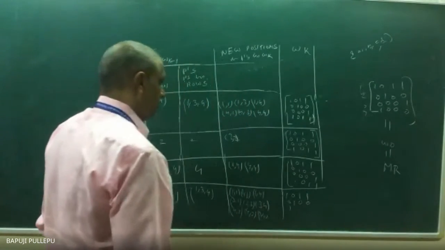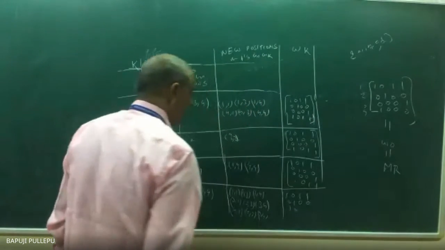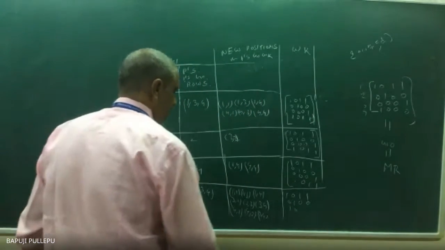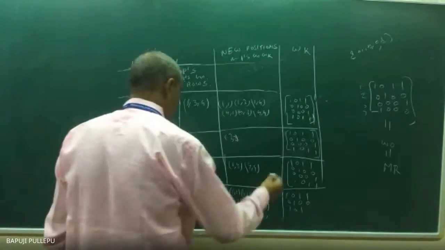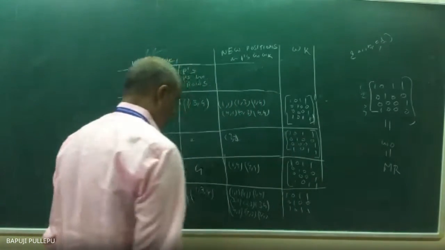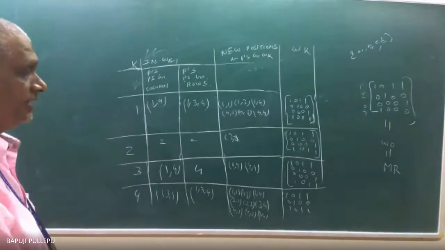1 3 2 is not there, 0, as you see, correct. Then 3 3 is there, 1. Then 3 4 you can write 1. 3 4 obviously is there, no problem. Then 4 1, 4 3, 4 4, old fellows retain.